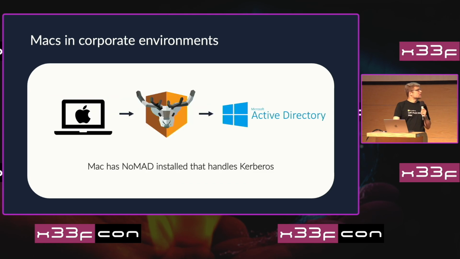The second situation, which is more common than the first one, is that you have AD in your infrastructure. However, those Macs are not directly bound to it, but you still want to use Kerberos, for example. So there is a neat plugin called NoMAD that handles the Kerberos. So that's the second type of macOS environments.